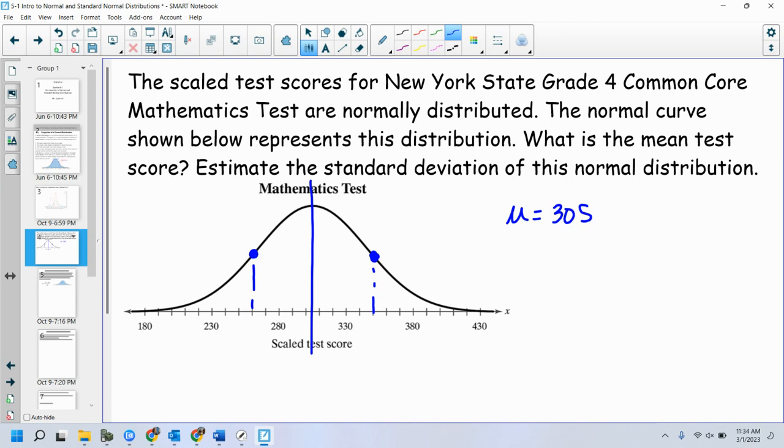45? Yes, sir. Think about distance away from the mean. 10, 20, 30, 45. Looks like sigma is about 45. What does that tell us about this thing?